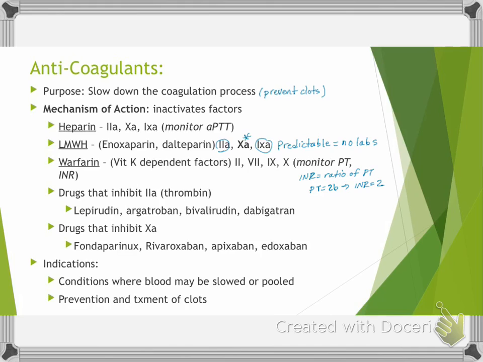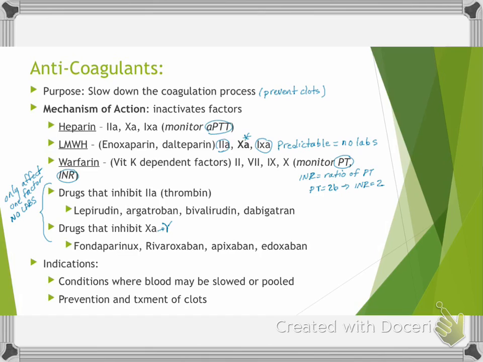Okay? So drugs that inhibit 2A or thrombin, they're listed there. And the drugs that inhibit 10, this is the first one in the common pathway, if you remember. It's right there, right at the Y. Okay? And so these drugs only affect one factor. So you don't need to do any labs with these, just like you have to do with heparin and warfarin, because you have to do PT and INR.